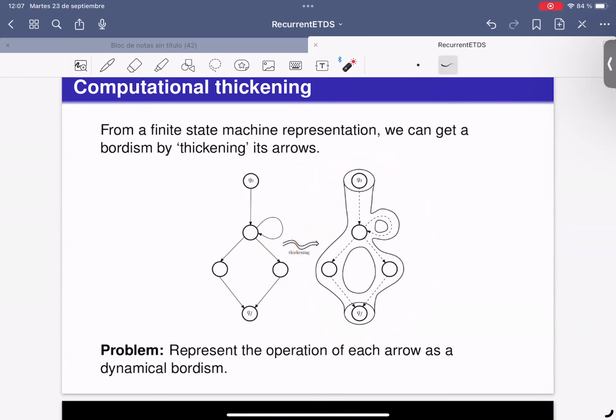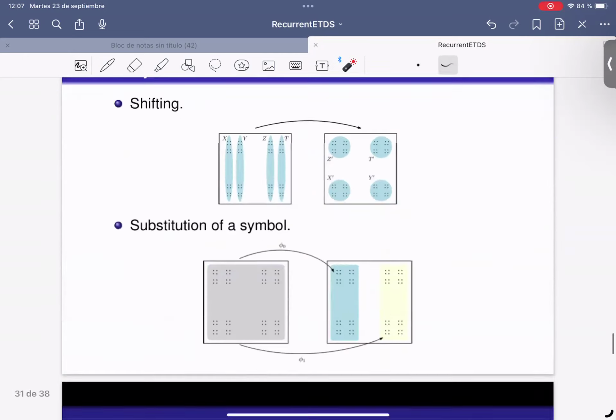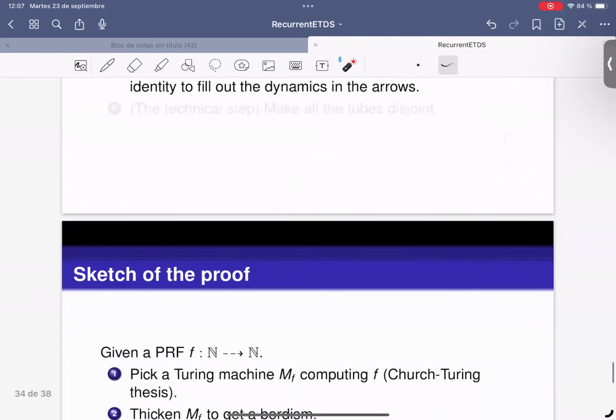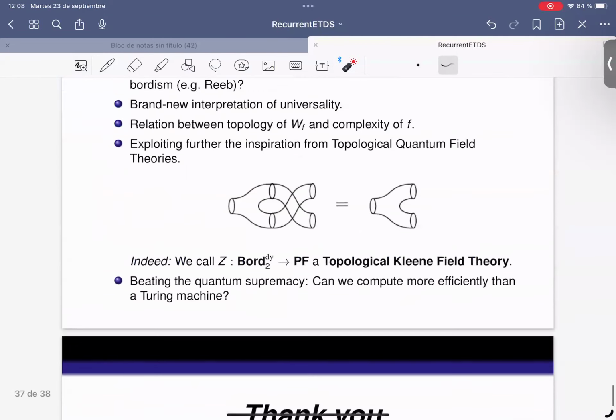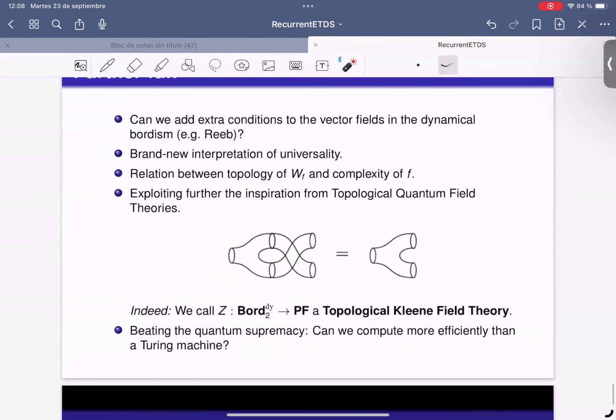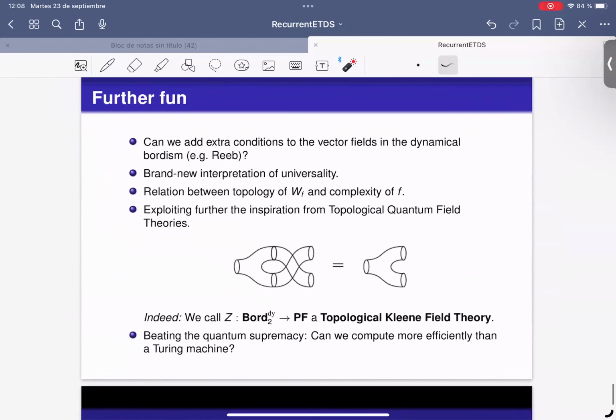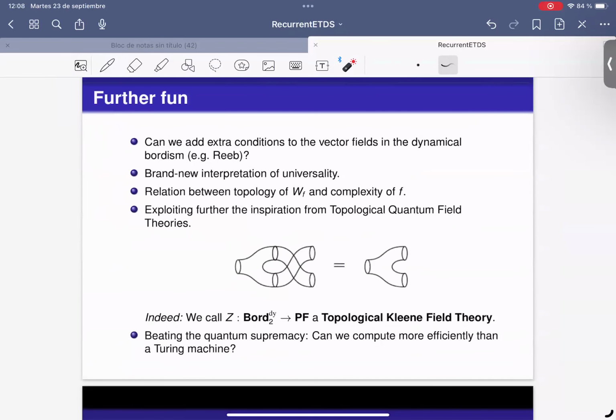And this idea gives you the flow. And I think that's all. I have details about the proof. If you want details, let me know, and I will be happy to explain it. But that's the idea.